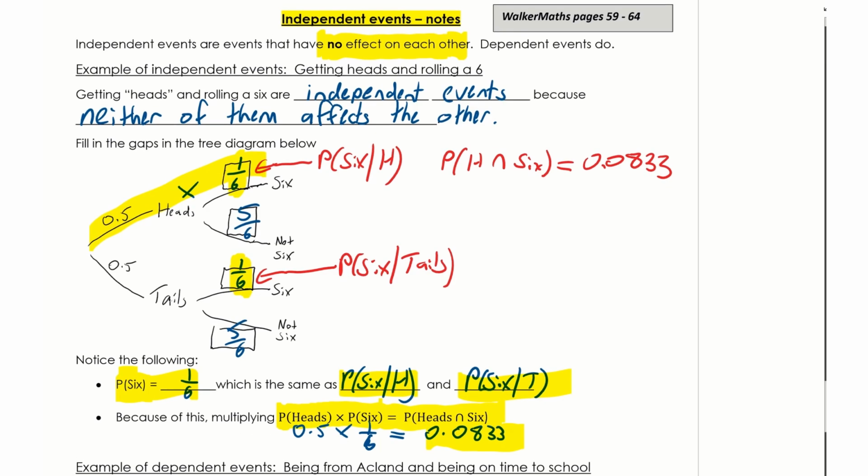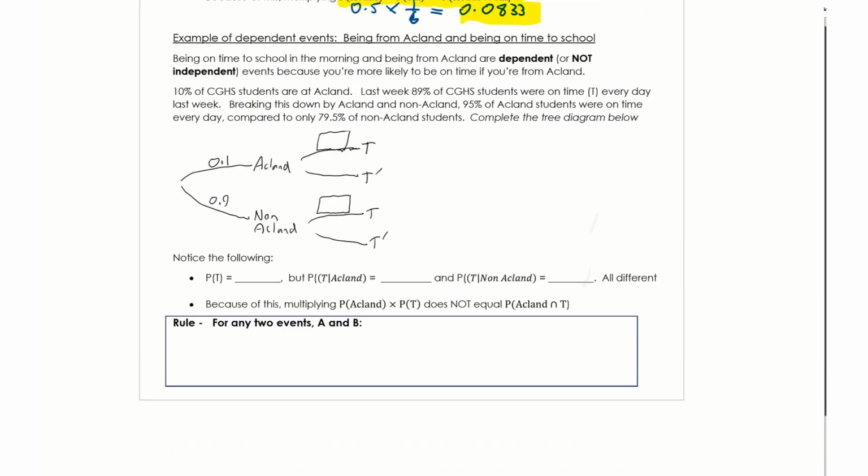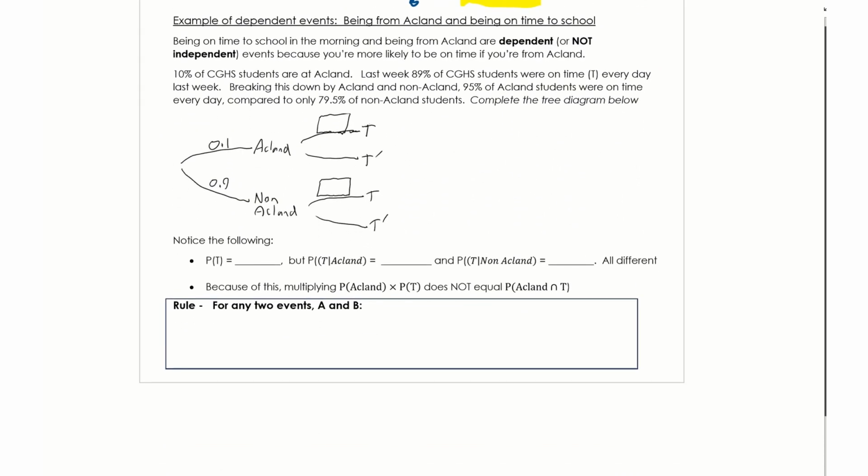Okay, so let's look at a situation where they're not independent, or we can say they're dependent. This is the example of being from Auckland and being on time to school. So they are dependent, or not independent. How do we show that mathematically? Well, let's look at an example. If we know that 10% of CGHS students are from Auckland, so that's 0.1, that means 0.9 aren't. And we're told that last week, 89% of CGHS students were on time, which we're going to call T. So we would write that down here as 0.89.